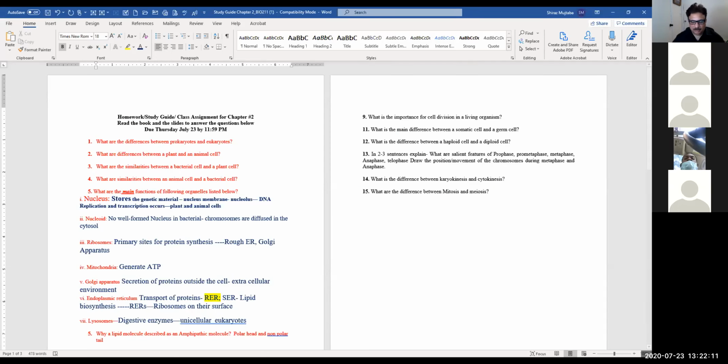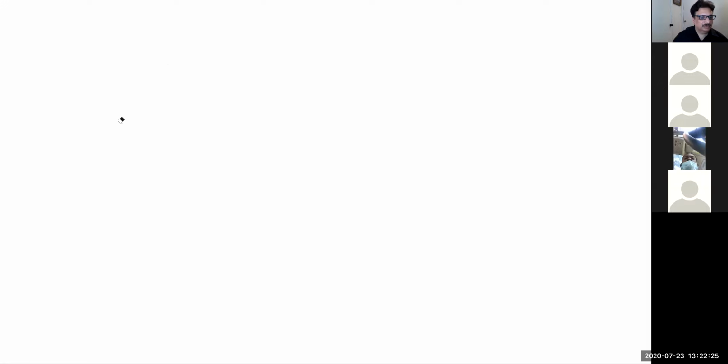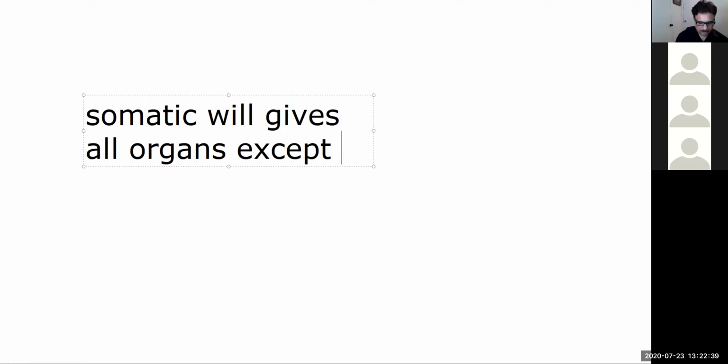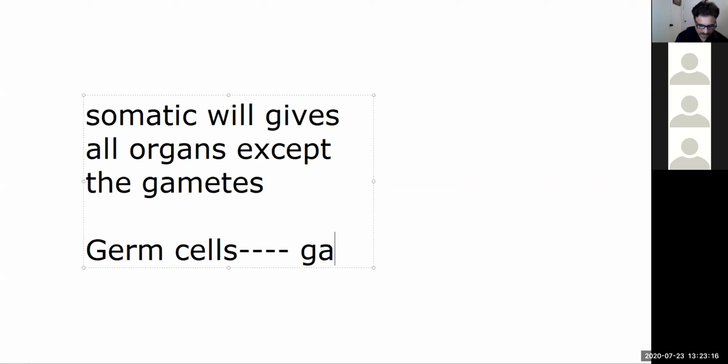What are the differences between somatic cells and germ cells? A somatic cell will give rise to all organs except the gametes. The somatic cells: from hair follicles to taste buds to digestive cells that digest our food to kidney cells that filter our waste material, urine. So all the cells of the body, except those cells that form gametes, which are present in germ cells. So germ cells are those dedicated cells that only give rise to gametes.